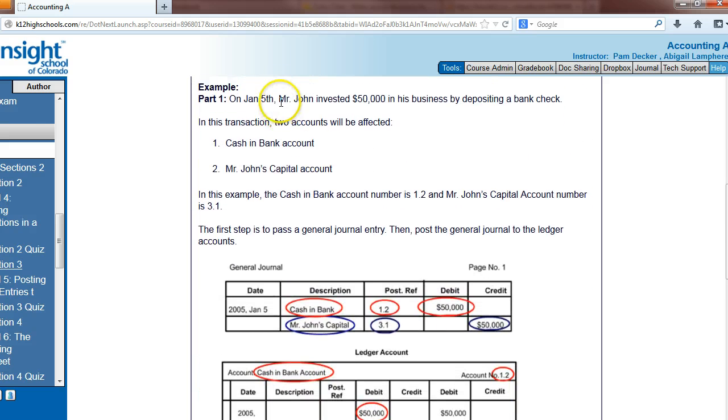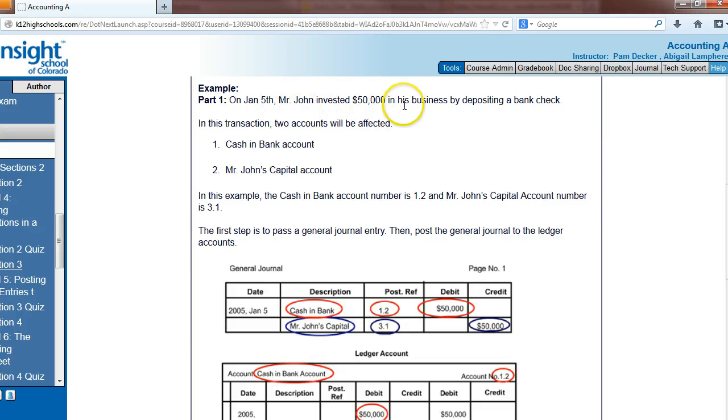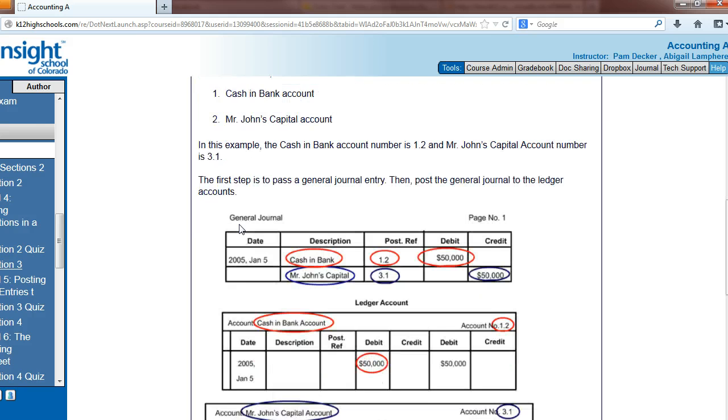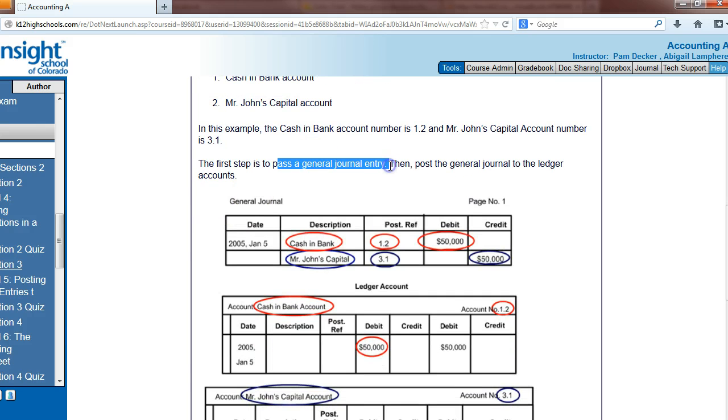So on January 5th, Mr. John invested $50,000 in his business by depositing a bank check. In this transaction, 2 accounts were affected. He invested $50,000 to his business, so we're increasing cash and we're increasing capital. In this example, the cash and bank account number is 1.2 and the capital account number is 3.1. The first step is to pass the journal entry and then post the general journal entry into the ledger account.